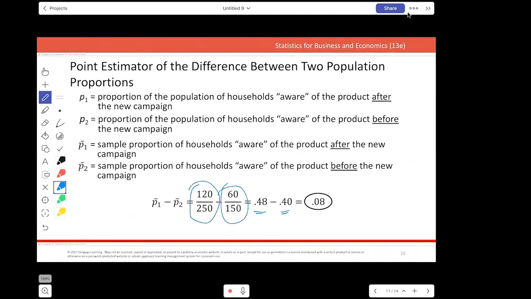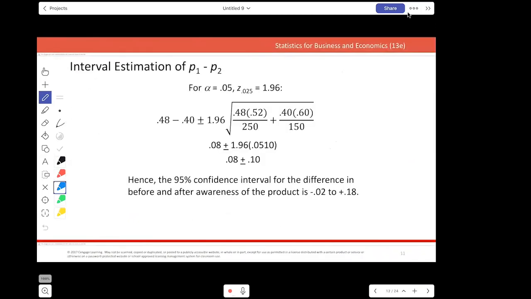Now, that looks good, but that's just a single point estimate. How much confidence can we have in just a single value? So that's why we need the interval. So if we now go ahead and compute the interval, here's what we're going to see. We're going to see that we have our point estimate of 8%, 0.08. Because we want a 95% confidence interval, alpha is 0.05, therefore alpha over 2 is 0.025, which then gives us a Z value of 1.96.